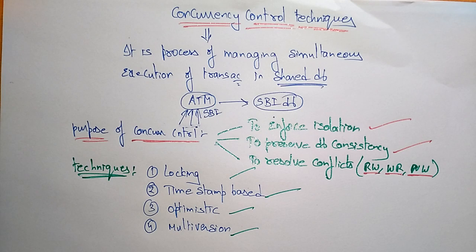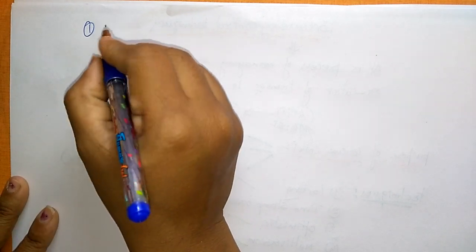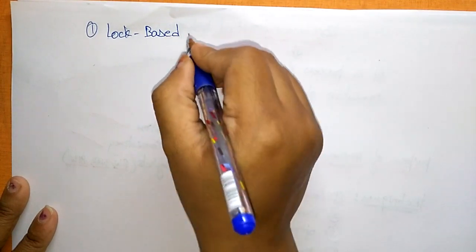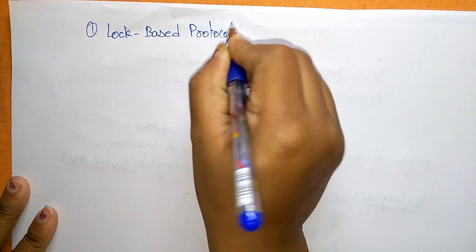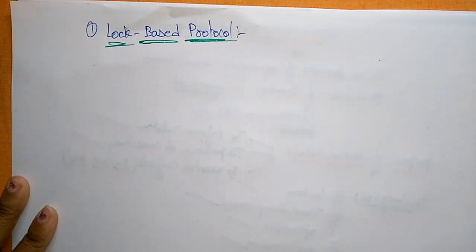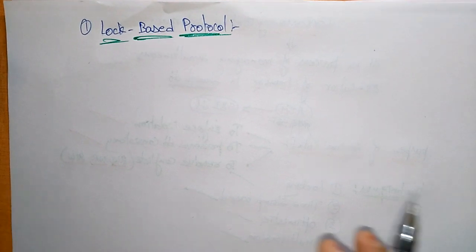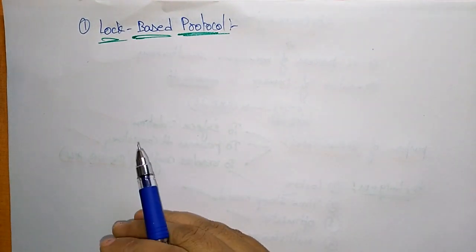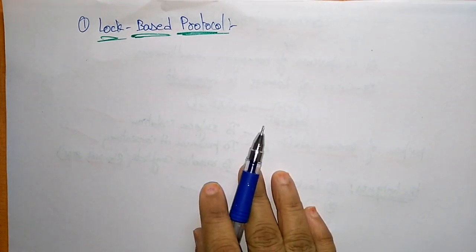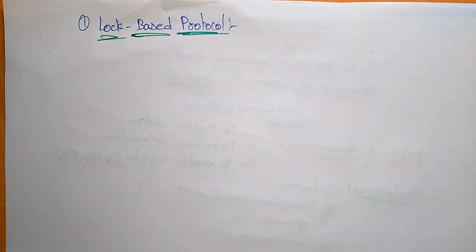Okay, so let us see the first technique, lock based protocol, locking. So what is this locking? The first technique in concurrency control is the lock based protocol. The name itself says it is locking the transaction. Whatever the transaction is doing, it first locks, does the operations, and after that it releases the lock by using unlock.